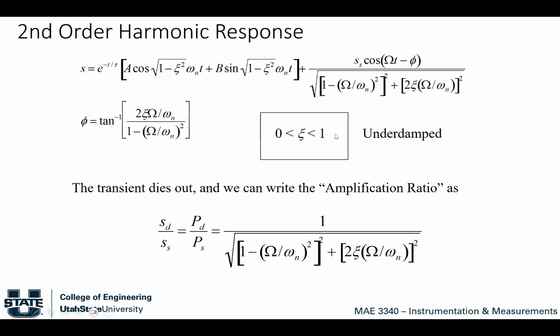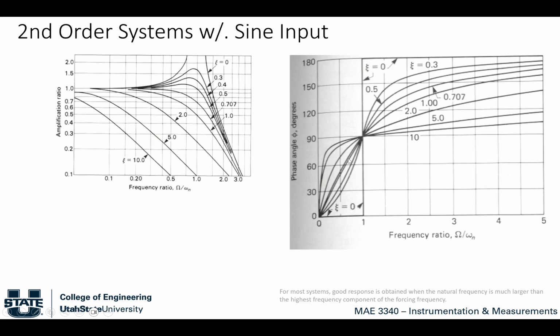So this is what we're looking at for underdamped in this scenario. These two plots are showing us the frequency ratio, which is our forcing over our natural frequency, versus the amplification ratio. And this one here is showing the frequency ratio, again our omega over our omega sub n, versus the phase angle in degrees. And so you can see that 0.707 again is what we're shooting for.